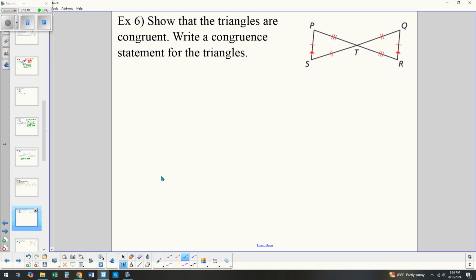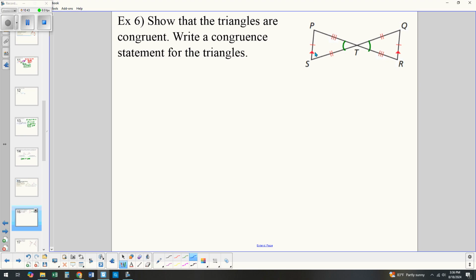So here we're going to show that the two triangles are congruent. The only way right now that we know that triangles are congruent is that every single pair of corresponding sides is congruent and every single pair of corresponding angles is congruent. So in our picture, we're already given all three pairs of corresponding sides. We don't have to do anything about those. I can also show that we have a pair of vertical angles.